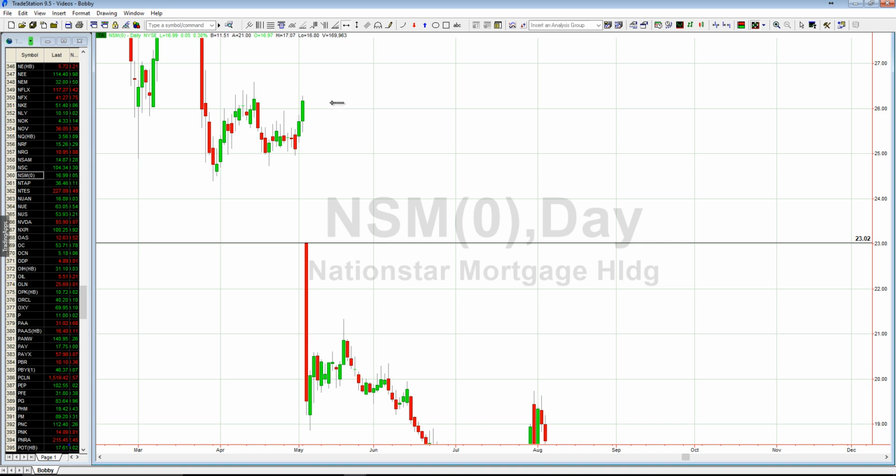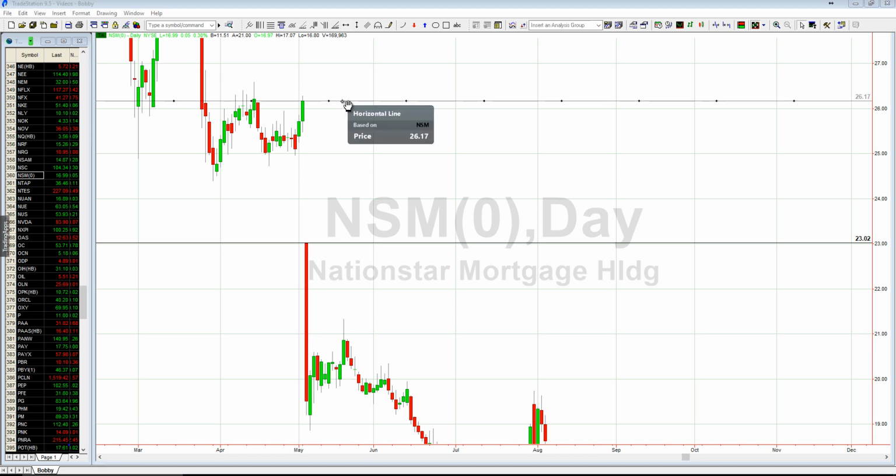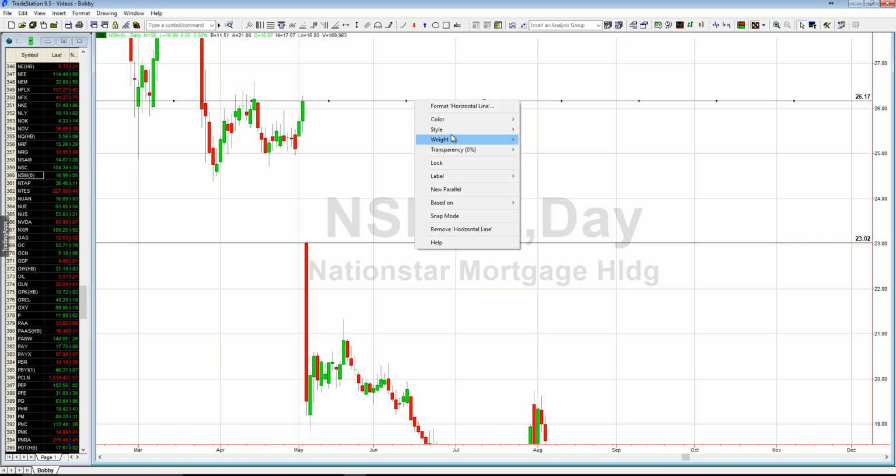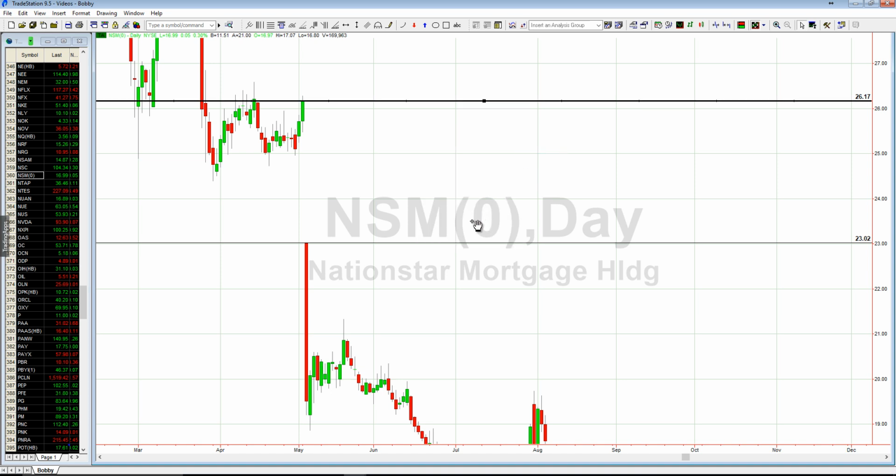And here's where a lot of people make a mistake. This is where we want to put the point it gapped down to, and it's very likely to break off of that point. I always change the weight on these to make them thicker so I know what they are.